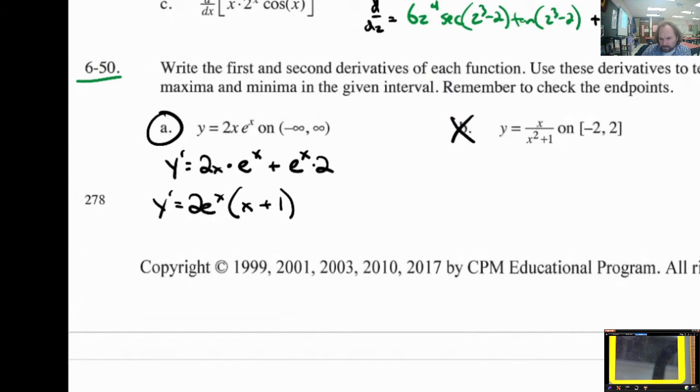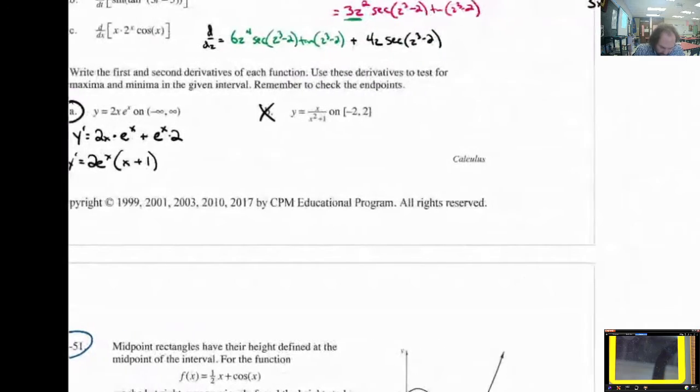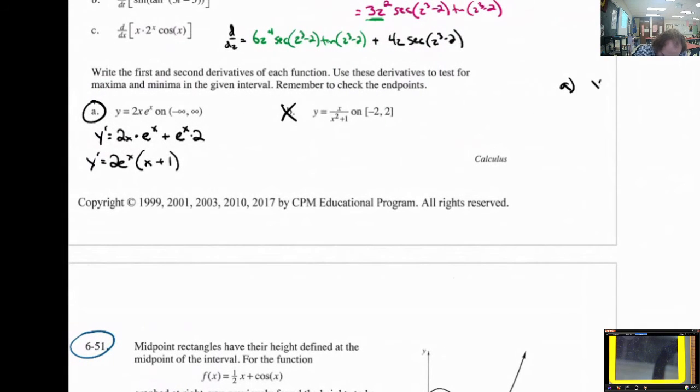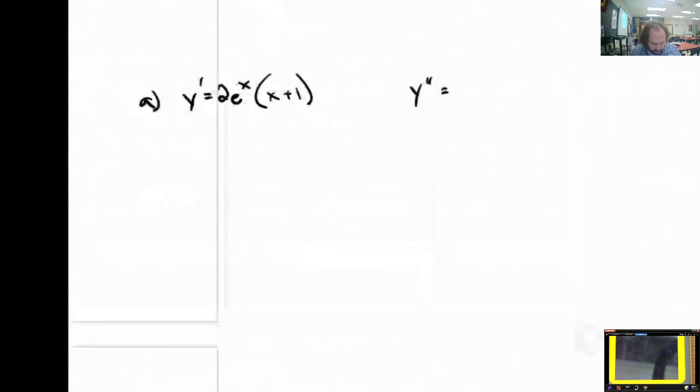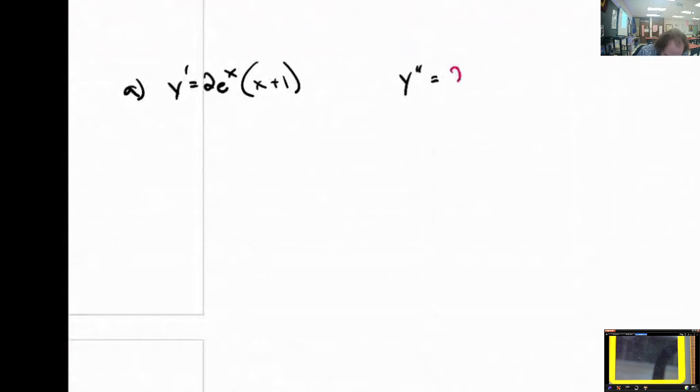Because for the second derivative, I'm going to leave that alone. Actually, maybe we'll work on this over here off to the side. Y prime is equal to 2e to the x times x plus 1. I'm just going to check that against the answer guide. Yes, I like that. Let's look at the second derivative for a moment. I like writing it this way because now you can see it's going to be another product rule. It's the original first, 2e to the x, times the derivative of the second, which is 1, plus the derivative of the first, which is just 2e to the x, times the original second, which is x plus 1. And that is not so terrible to deal with.